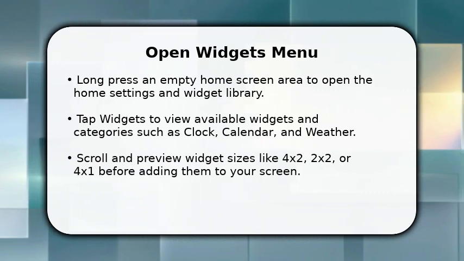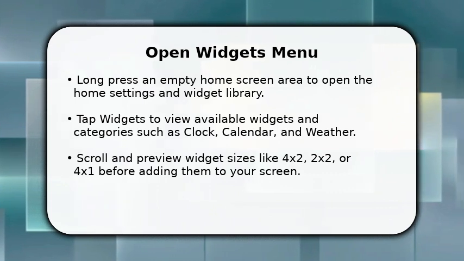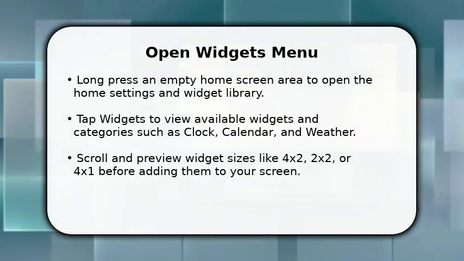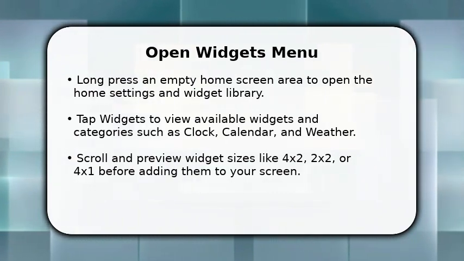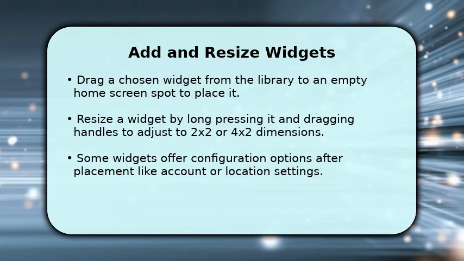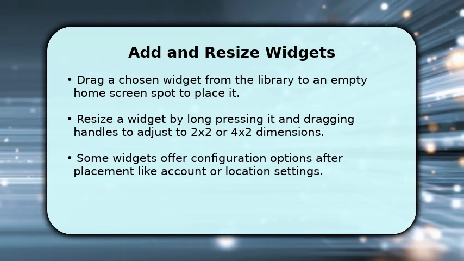Scroll through the available widgets and preview multiple sizes such as 4x2, 2x2, or 4x1. Use your finger to view how each widget will look on your existing layout before choosing one to add. Select a widget by tapping and holding it in the widget library and dragging it onto an available home screen.